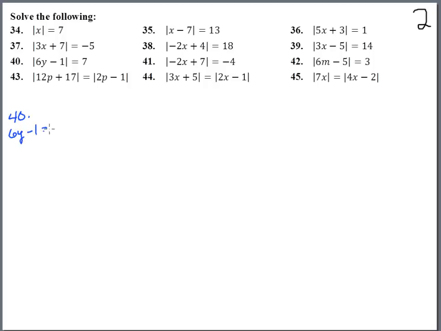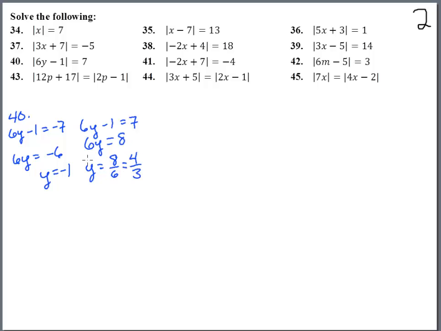6y minus 1 equals a negative 7. 6y minus 1 equals a positive 7. So we're going to split that into its two equations. And we get 6y equals negative 6. That means y equals a negative 1. If we add 1 over here, we get 6y equals 8. Y then equals 8 sixths, or 4 thirds. Number 41.